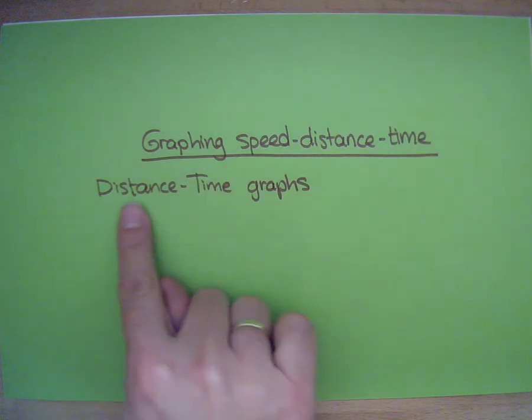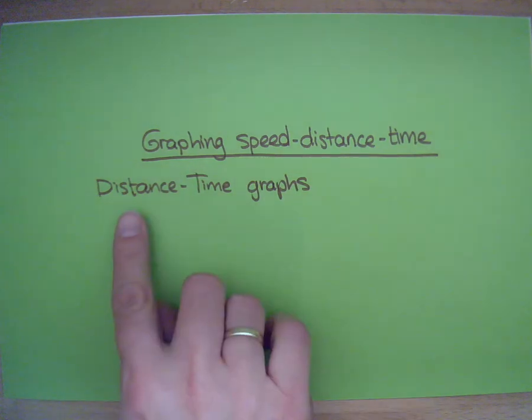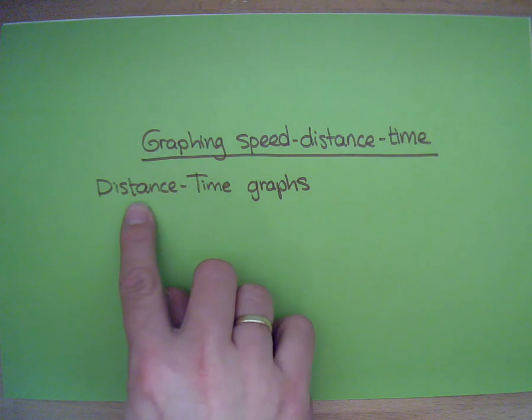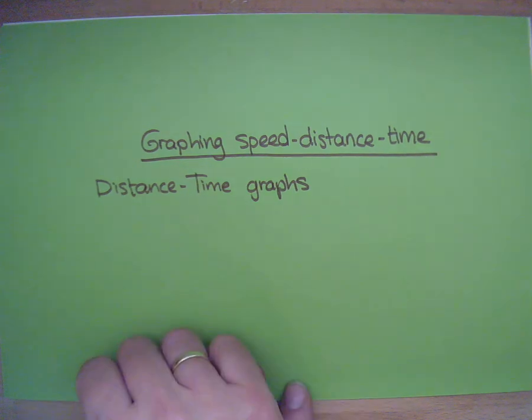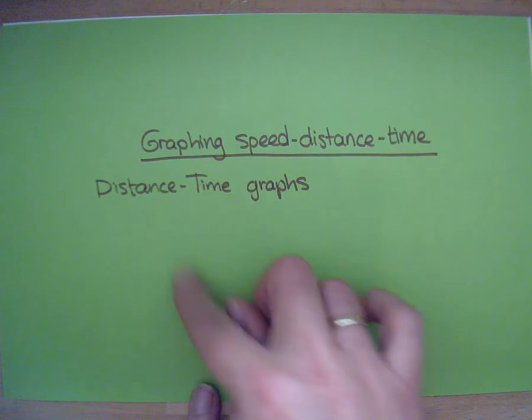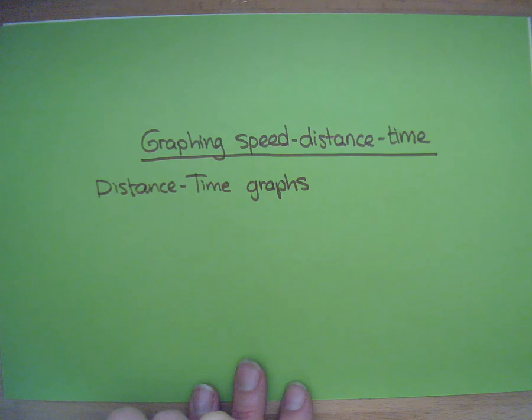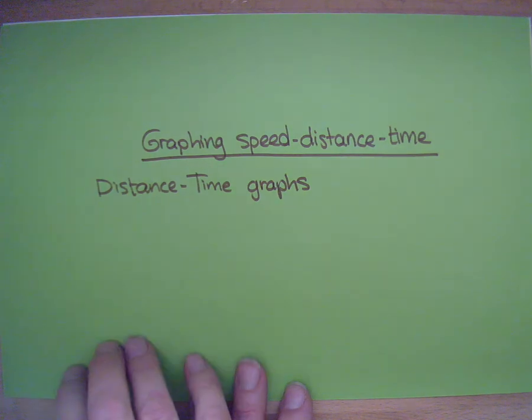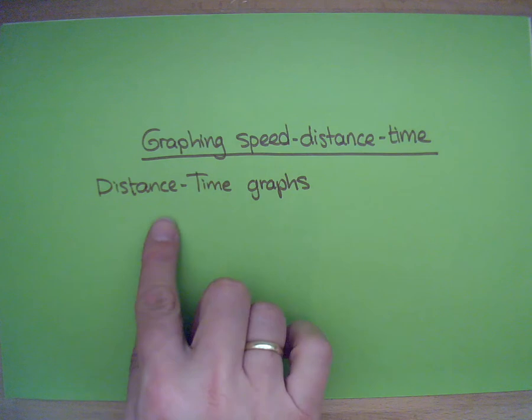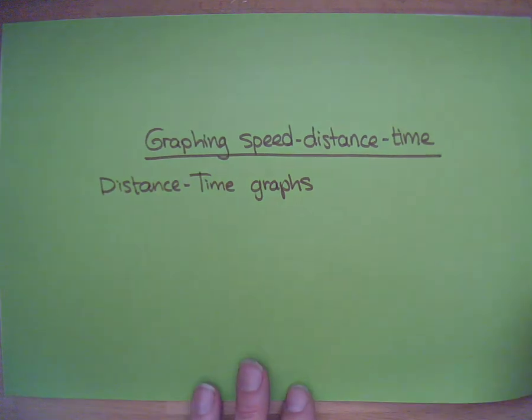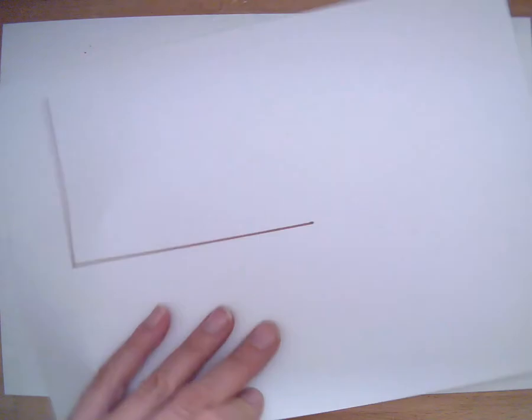Today we'll be graphing distance traveled as a function of time. So time will be the x variable on the graph, and distance will be the y variable on the graph. In the next lesson, we'll be graphing speed as a function of time. All right, let's get started.